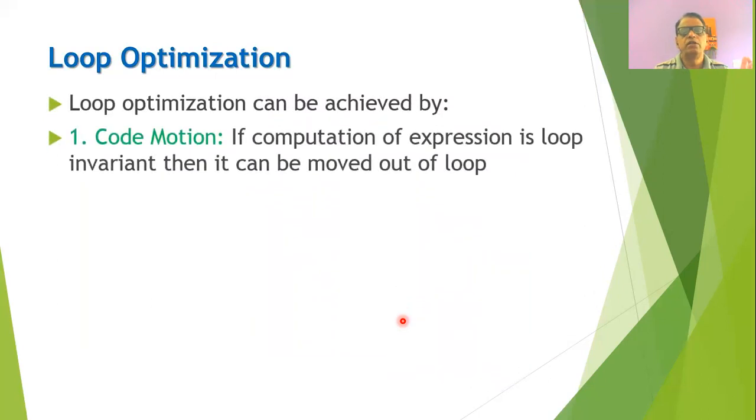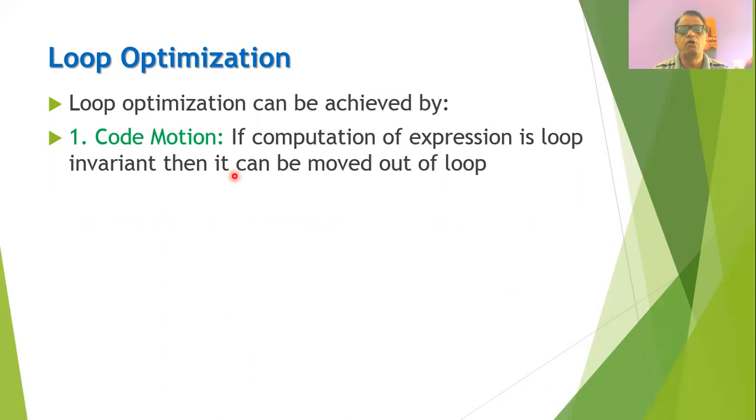So loop optimization can be achieved by three common techniques. The first technique is called code motion. If the computation of the expression is loop invariant, then it can be removed out of the loop. So we have to see which part of the code doesn't depend upon the loop. And if it doesn't depend upon the loop, if it is not altered, then we can move such code out of the loop.